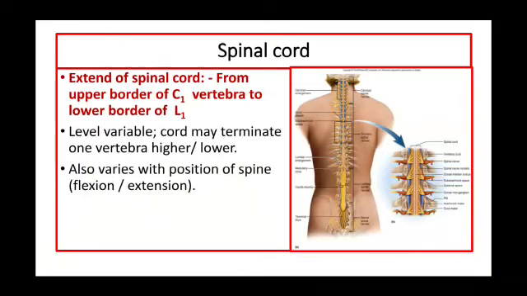The spinal cord extends from the upper border of C1 vertebra to the lower border of L1. So the level is variable. The cord may terminate one vertebra higher or lower. Also, according to the position of the spine, especially during flexion or extension, the level of the cord will vary.